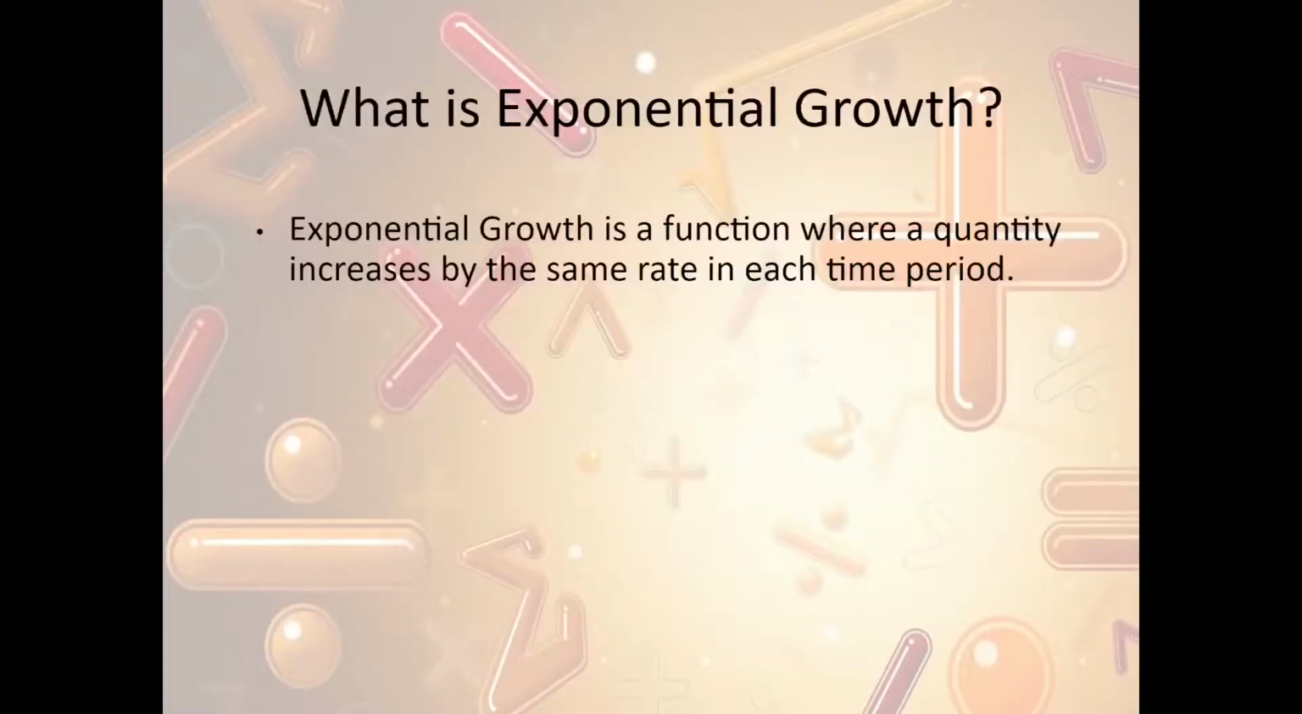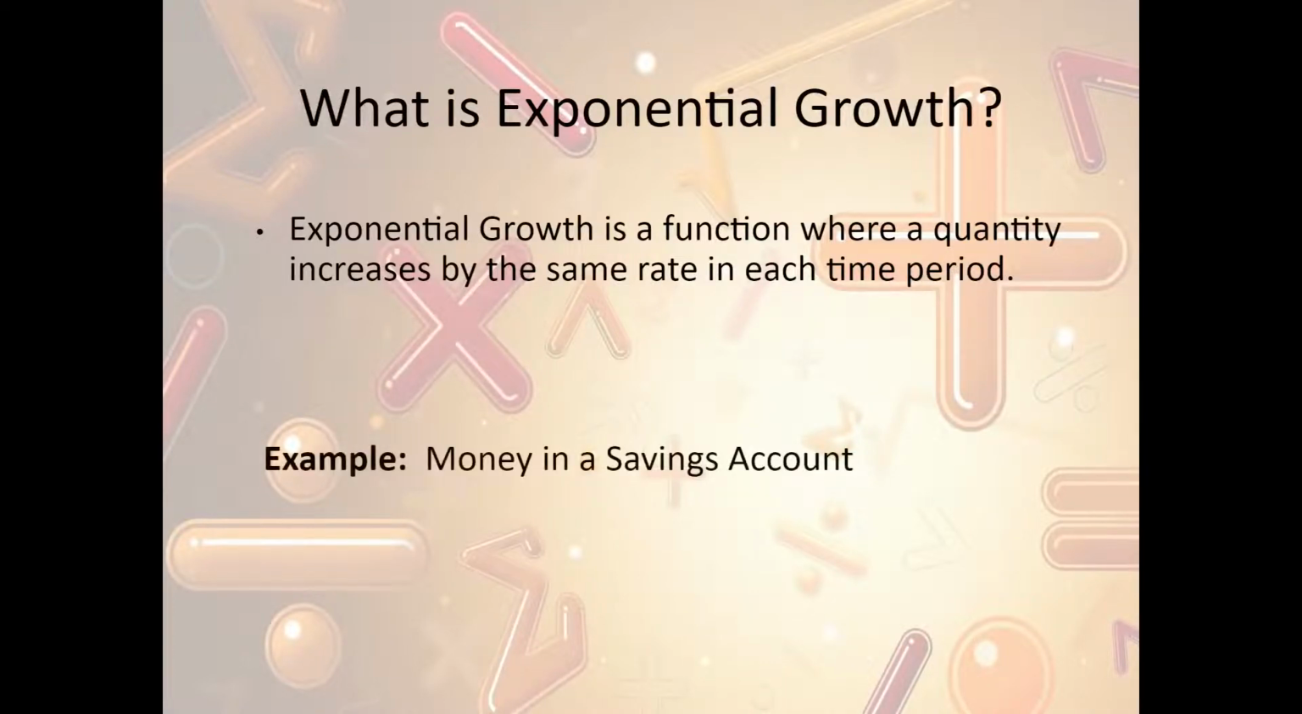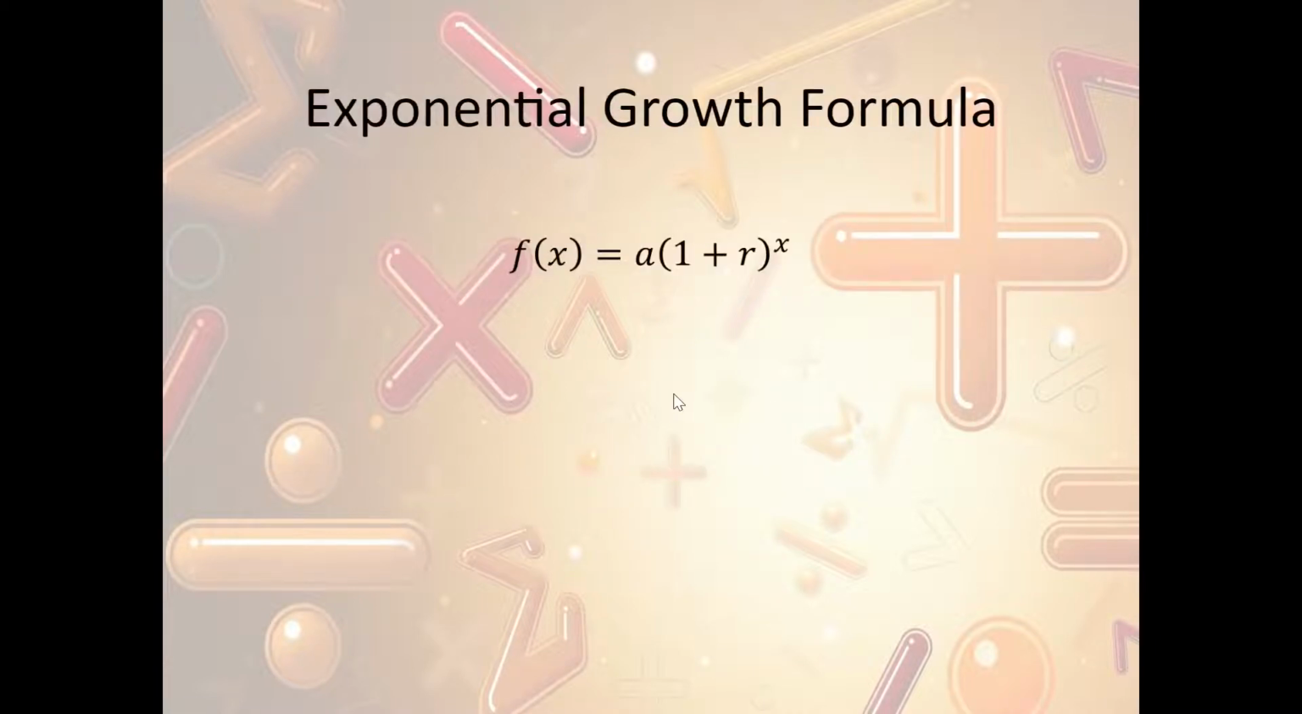Now, what is exponential growth? Exponential growth is a function where a quantity increases by the same rate in each time period. For an example, money in a savings account. So I put money into my savings account, my money increases with interest, and it goes up exponentially. Now, what is the exponential growth formula? The exponential growth formula is f of x, or y, is equal to a times 1 plus r to the x power.